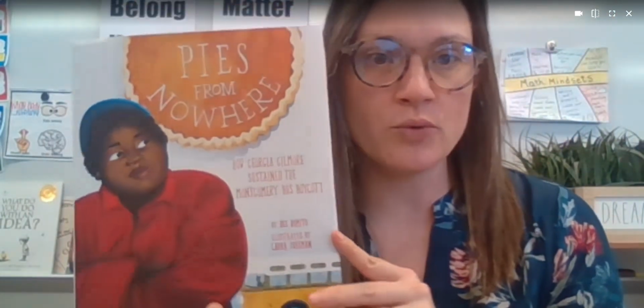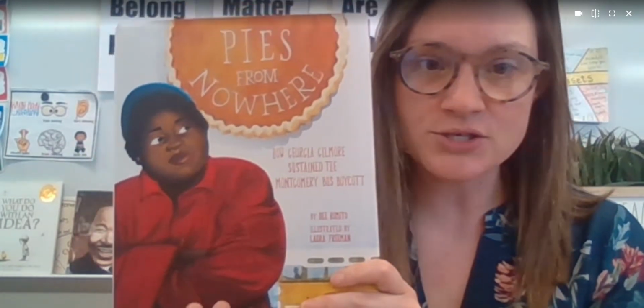What about, remember when we read this one, Pies from Nowhere? And it told the story of how Georgia Gilmore sold her pies and other food to help buy cars and other station wagons and things so that people who weren't riding the bus could still get from place to place. Would that be a narrative nonfiction or would that be expository? I hope you said narrative. It is a true story that is informing you about a true event, true facts from history. So that one would be a great example of a narrative nonfiction.